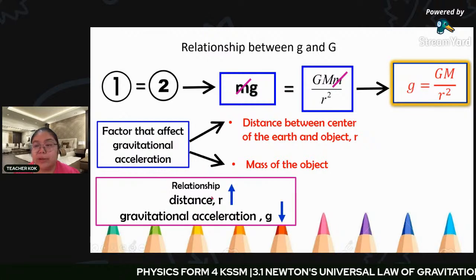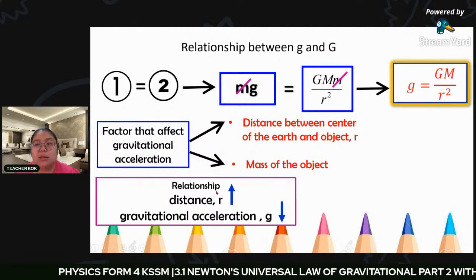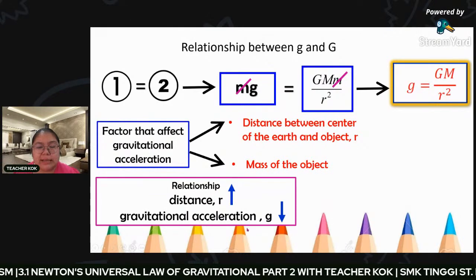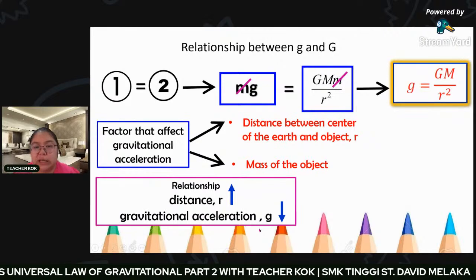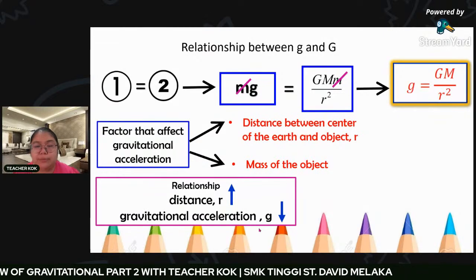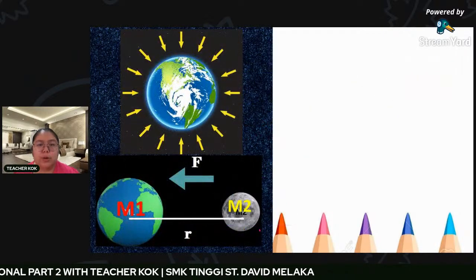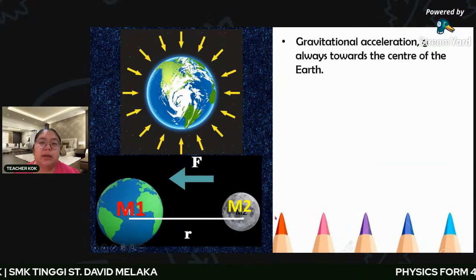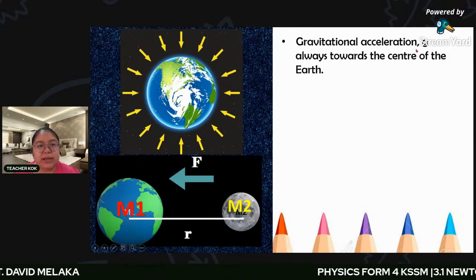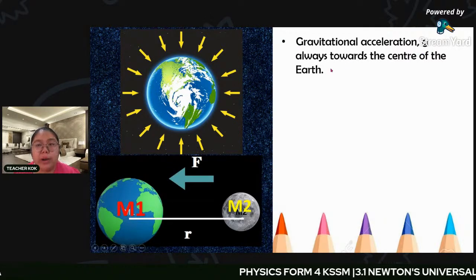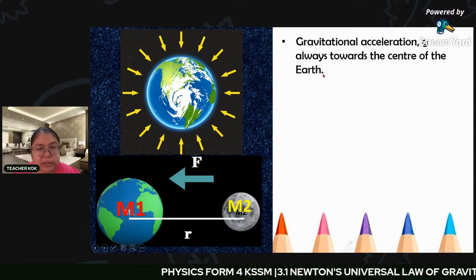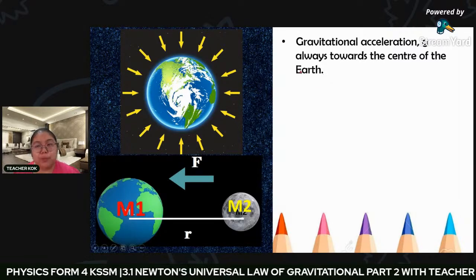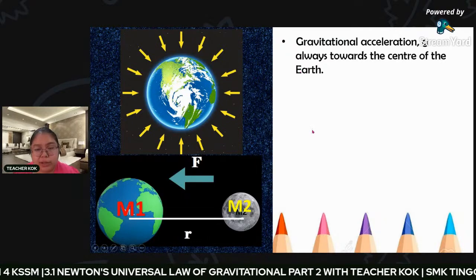From here the relationship: when the distance is longer, that means the distance is further, the gravitational acceleration will drop, inversely proportional. Now we're going to see the diagram, then we go to the explanation. First one, the gravitational acceleration G always points toward the center of the earth. This one we learned before. The gravitational pull must go to the center of the earth.